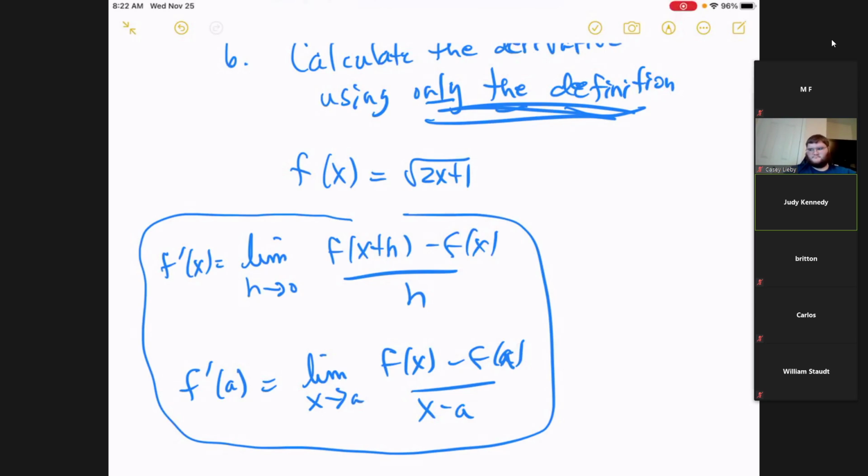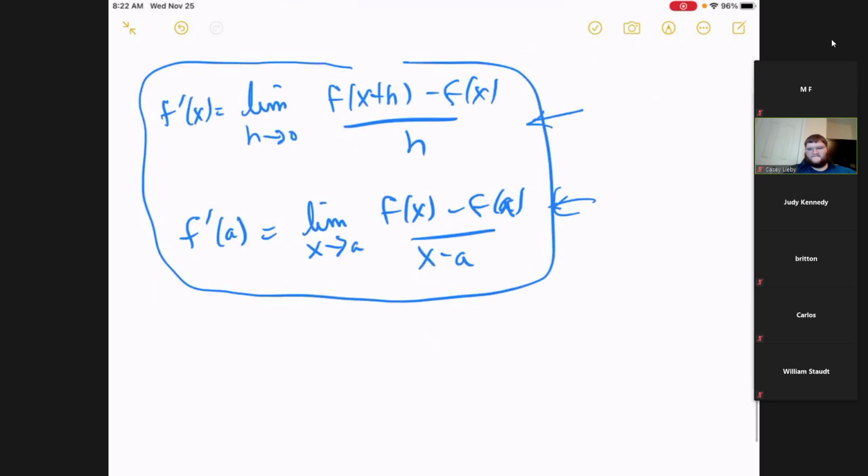Let's see. Which one would you rather? I'm not going to do both of them. I don't have time. Would you rather I did this way or that way? How about limit of x approaches a? Okay. Thank you, Mr. Levy, for making a choice.